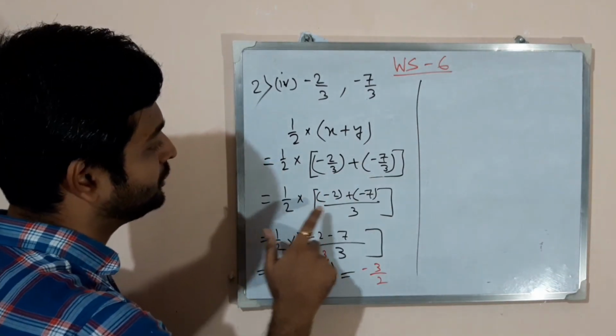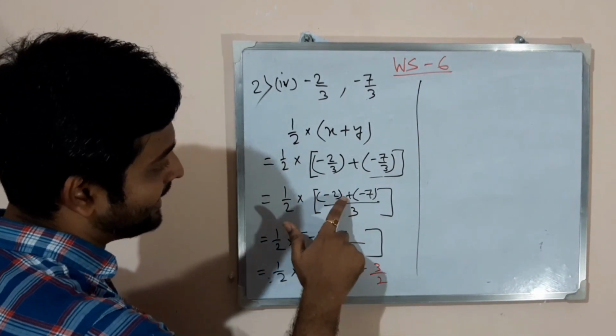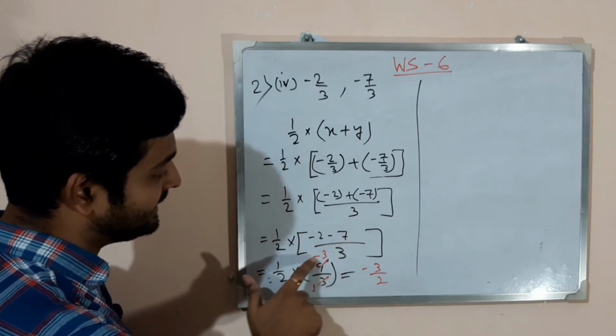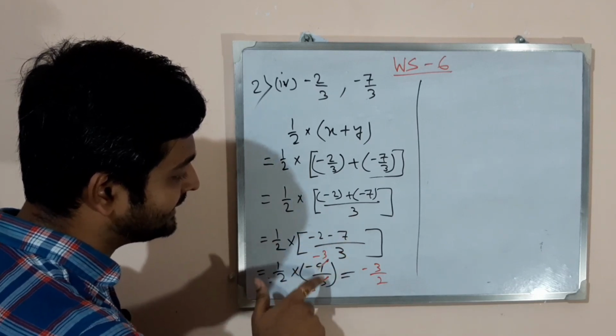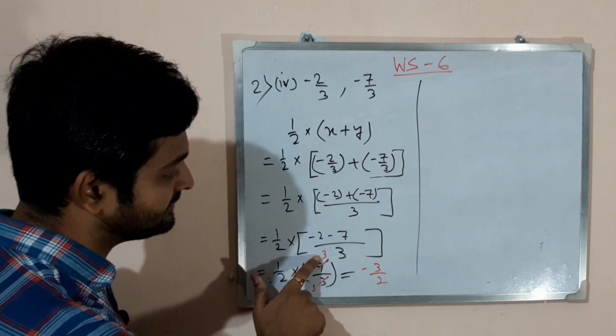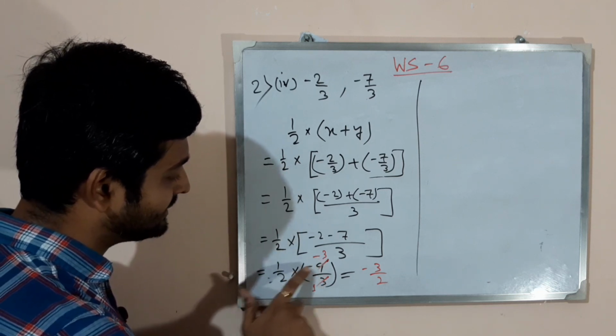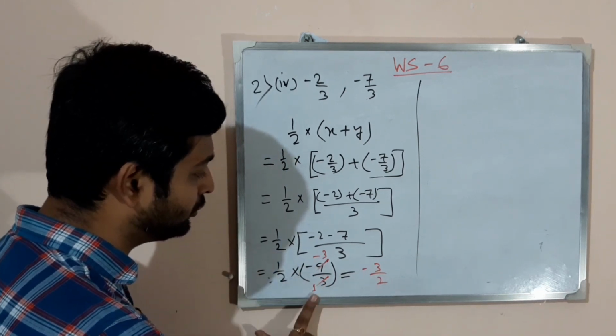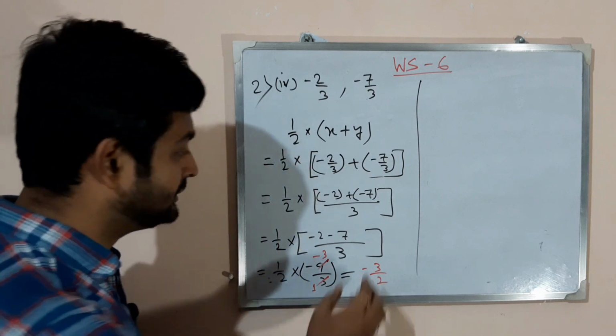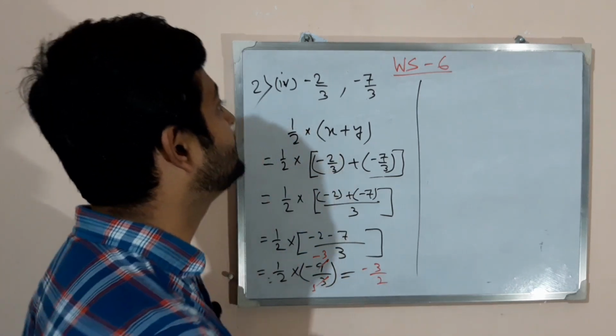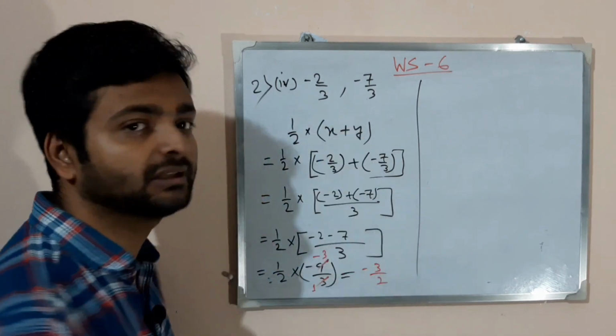Now next, half into this. Now minus plus minus. Now this is minus 9 by 3. If you cancel them, you will get 1, and this is minus 3. So minus 3 into 1, minus 3. 2 into 1, 2. So this is the rational number which is lying between these two rational numbers.